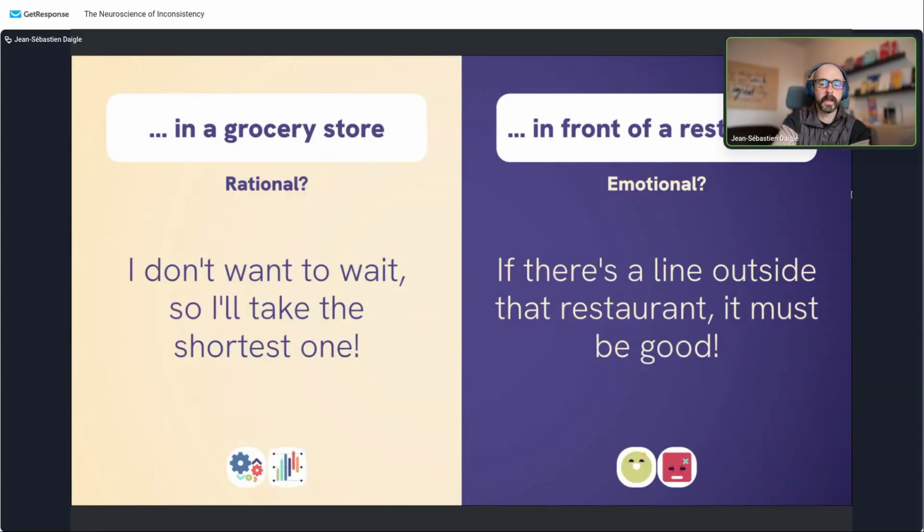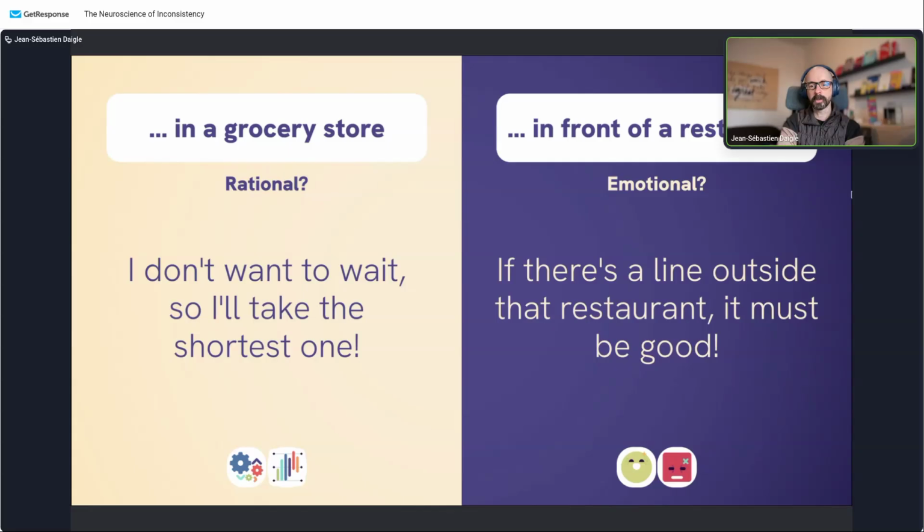So imagine you're in a grocery store, on the rational part here. You see a long queue. So queues in grocery stores are not a good thing. I don't want to wait. I'll take the shortest lane at the grocery store, and usually when we do, it's always the longest one for some reason.